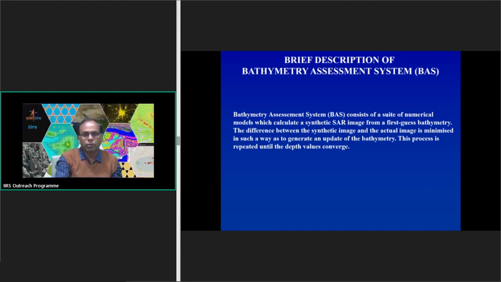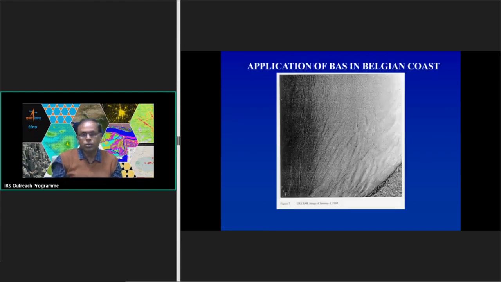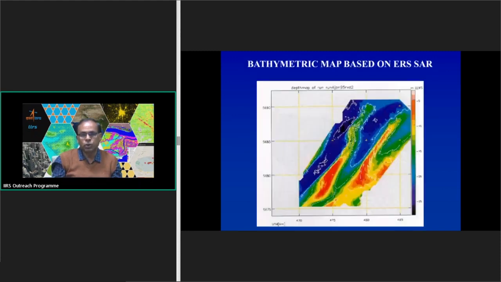So it is called the bathymetry assessment system, which consists of a suite of numerical models which calculate a synthetic SAR image from a first guess bathymetry. The difference between the synthetic image and the actual image is minimized in such a way as to generate an update of the bathymetry. This process is repeated until the depth values converge. This is one of the applications of BAS on the Belgian coast. This shows you the bathymetry derived from the synthetic aperture radar data.